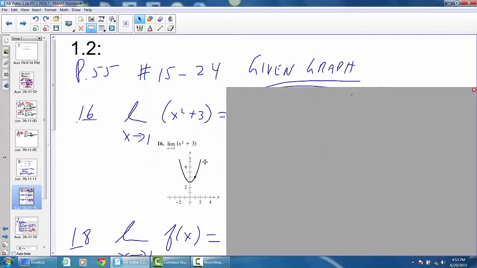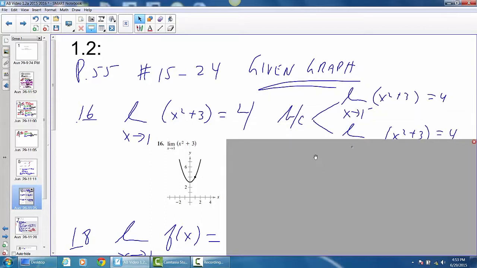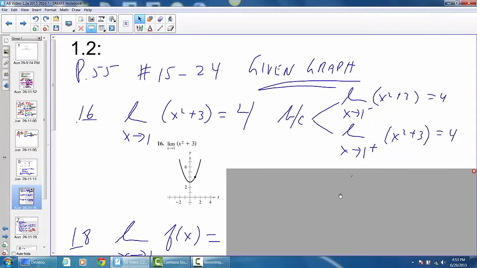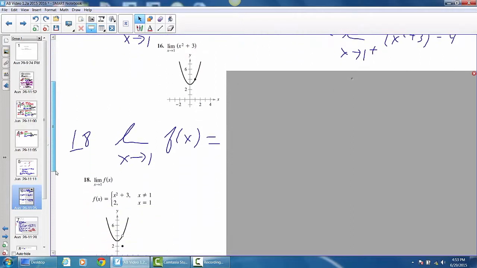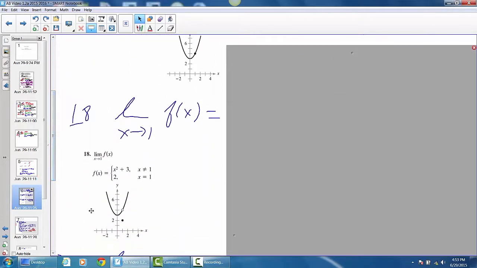And the limit as x approaches 1 from the right is also equal to, I'm sorry, 1, 2, 3, 4. In both cases, they're approaching that height of 4. So since the two one-sided limits are equal to 4, that's why we say that the two-sided limit is equal to 4. Okay, moving to number 18.